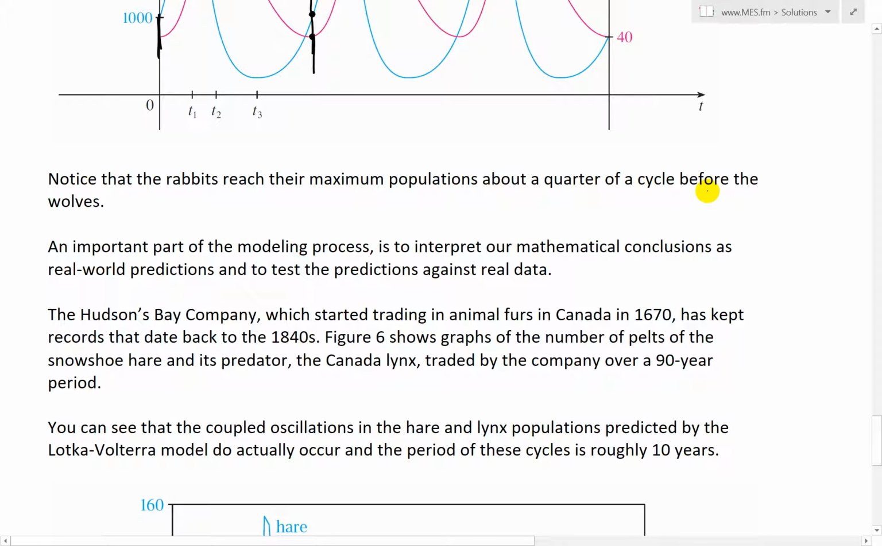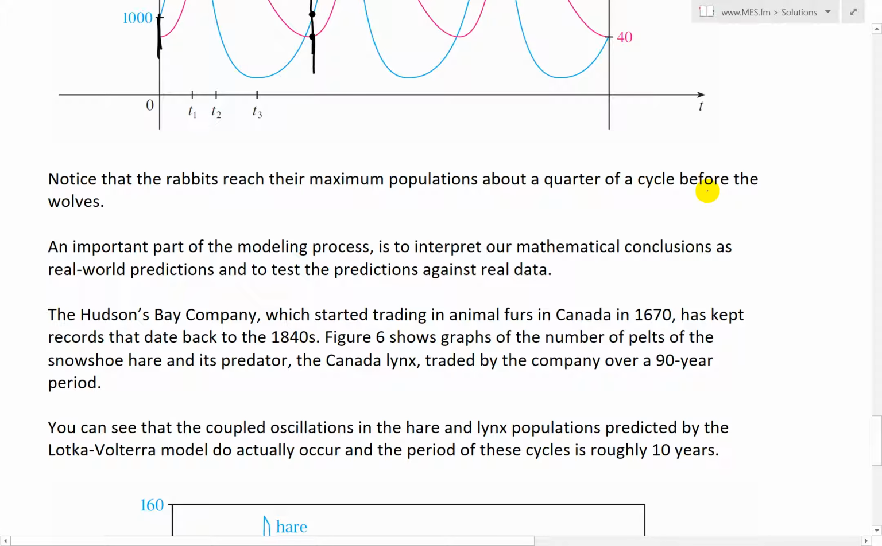The Hudson's Bay Company, which started trading in animal furs in Canada in 1670, has kept records that date back to the 1840s. And Figure 6, that's this figure actually. Here, just write "the figure below," because I just copied this from my calculus book. The figure below shows graphs of the number of pelts, in other words just furs, of the snowshoe hare and its predator, the Canadian lynx, which is like a wild cat, and the hare is like a rabbit. These were traded by the company over a 90-year period.